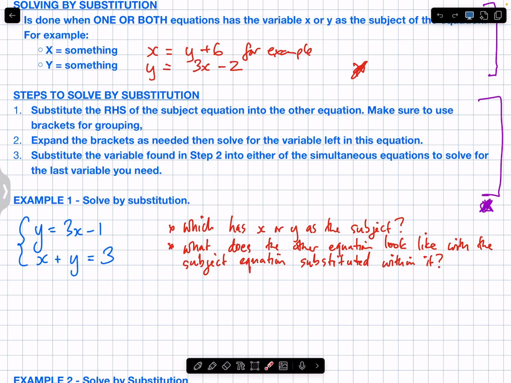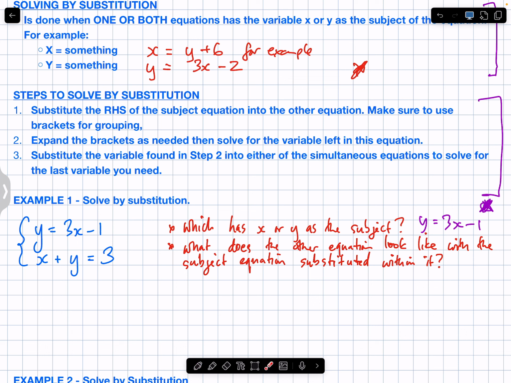Make sure to use brackets for grouping. So my first question is, which of those equations has x or y as the subject? The first one. Why? Because y is by itself. Do you agree? It is telling you y is equal to 3x take 1.